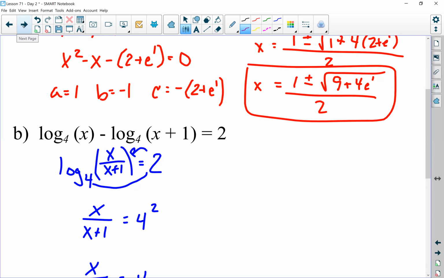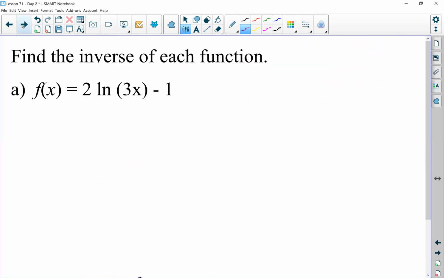Then we have inverses. So again, the first thing I would do is rewrite this, instead of f of x, write it as y. And if we're finding the inverse of a function, we switch the x and the y, and then solve for y.